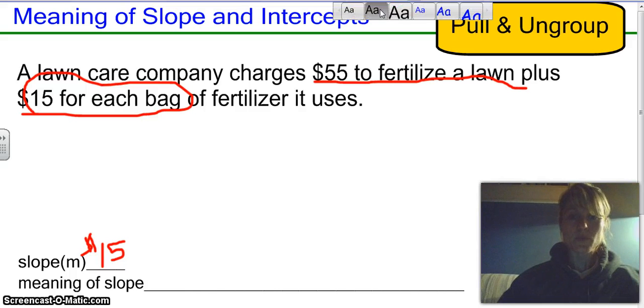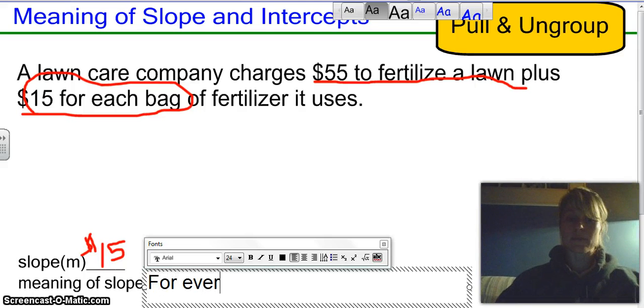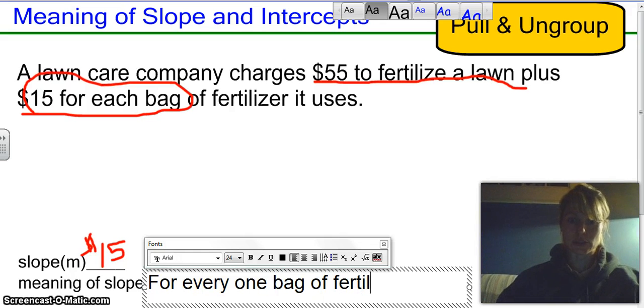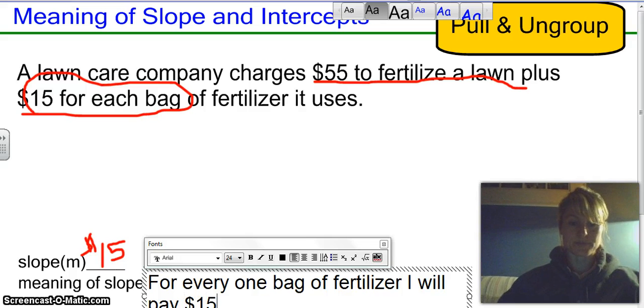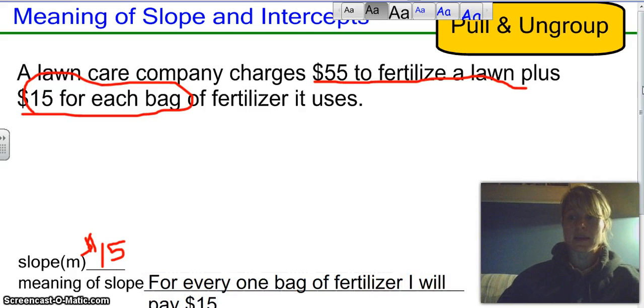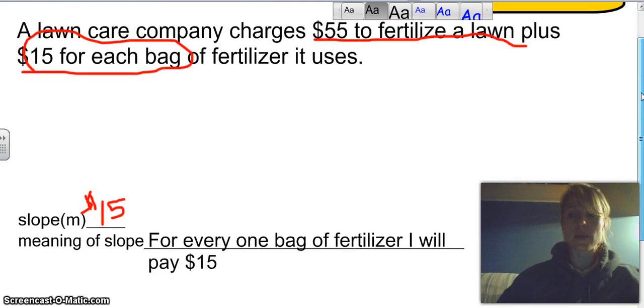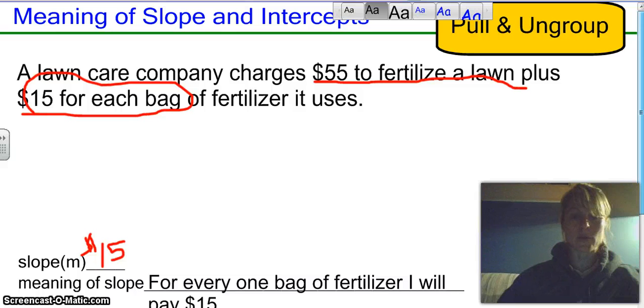So the meaning of slope is that for every 1 bag of fertilizer, I will pay $15. Okay, so that's the meaning. Then we want to know what the y-intercept was. Well, no matter how much fertilizer I use, they charge me $55 just to do my lawn. Okay, so no matter what, I'm going to pay $55.